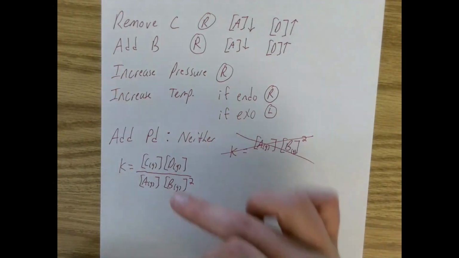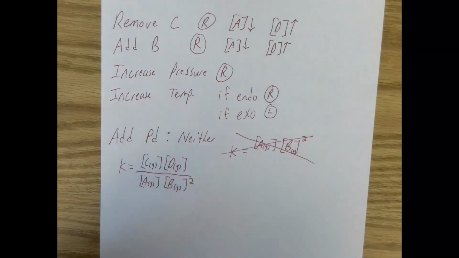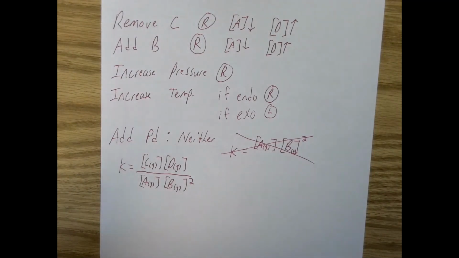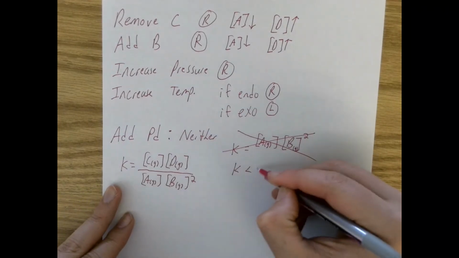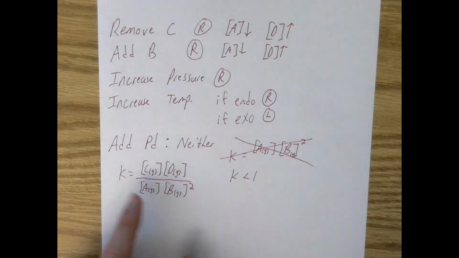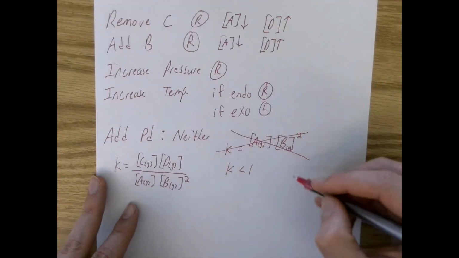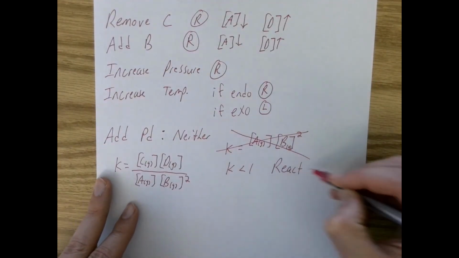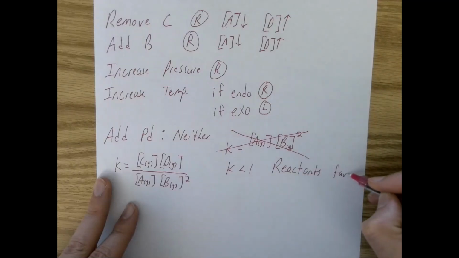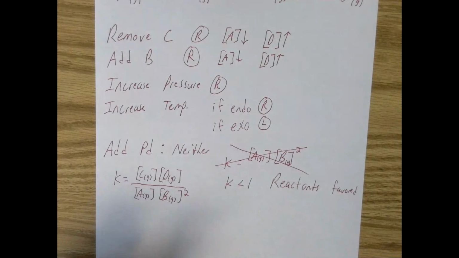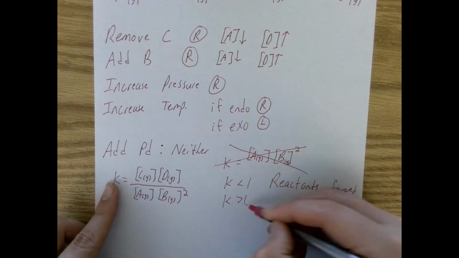So if the denominator is larger than the numerator, the value of K is going to be what? Less than 1. Okay? So if K is less than 1, if the denominator is larger than the numerator, are there more products or more reactants? More reactants. So if K is less than 1, you can say reactants favored. If you forget that, just think about which one makes it bigger, numerator or denominator there. So then if K is greater than 1, products are favored.